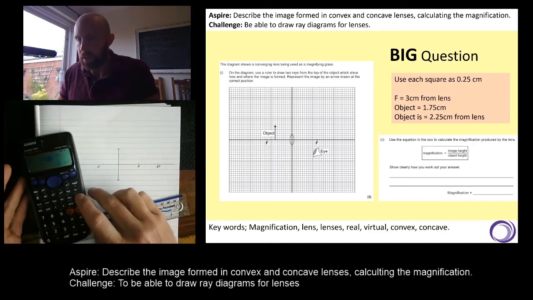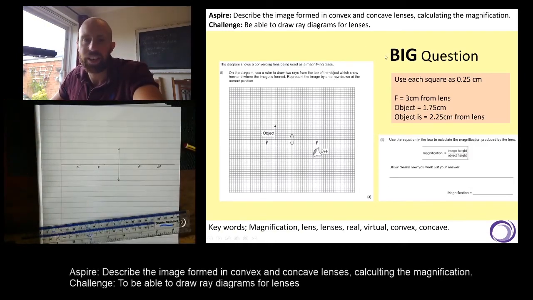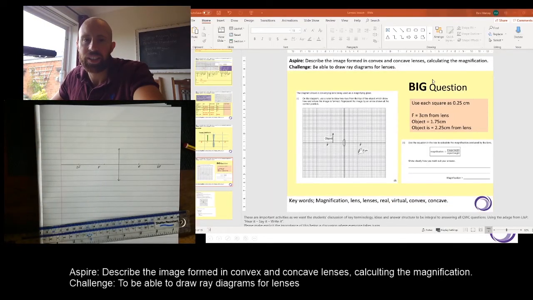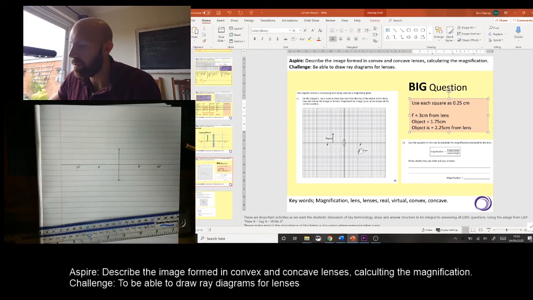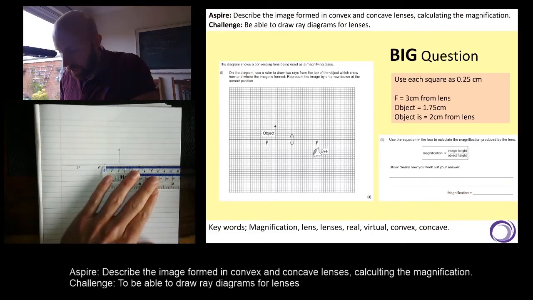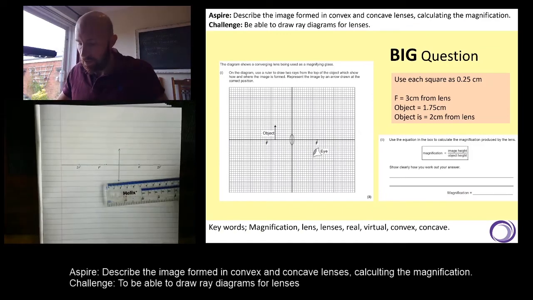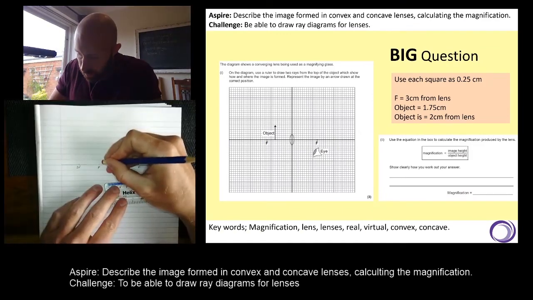All right, it's 2 centimeters. So I'm going to change that very quickly so that we don't get confused. So the object is 2 centimeters from the lens. Okay, so it's not there, it is there. Let's get rid of that other one so we don't get confused.